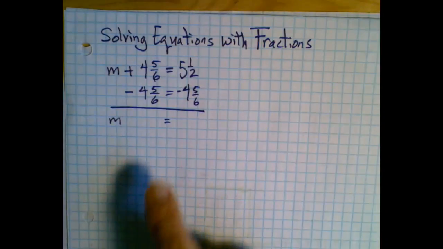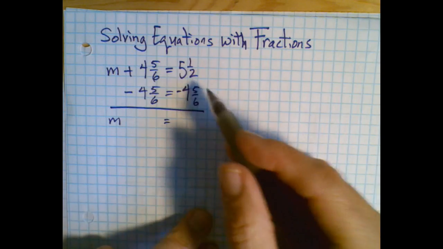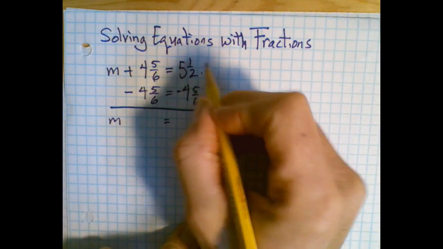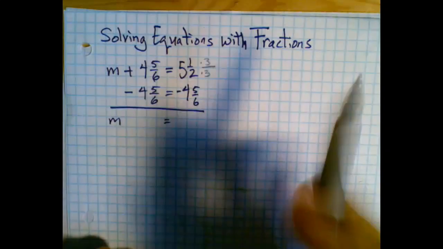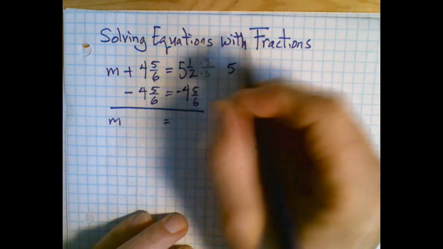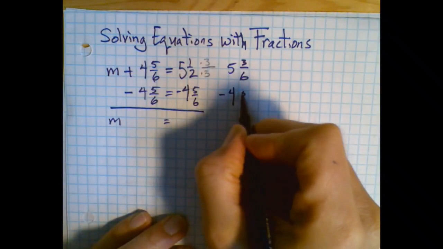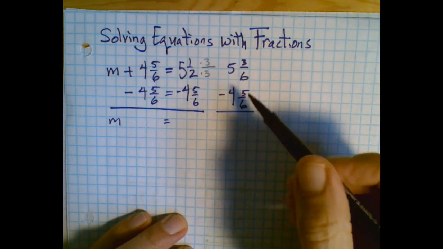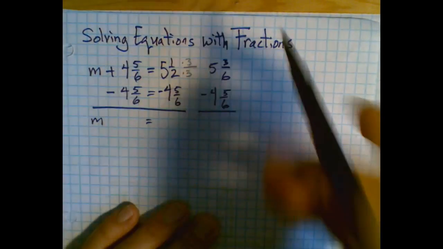Well, I notice that my denominators are different, so I'm going to have to get these to match. It looks like I can make 6 a common denominator by multiplying top and bottom of this number by 3. When I do that, I'm going to have 5 and 3/6 minus 4 and 5/6, which is great because the denominators are the same, but I can't take 5/6 away from 3/6, so I'm going to have to borrow and regroup.